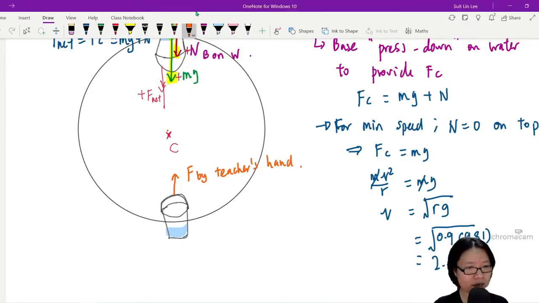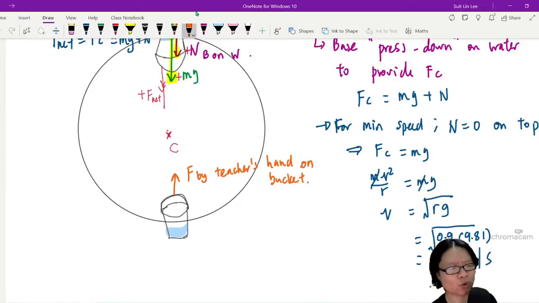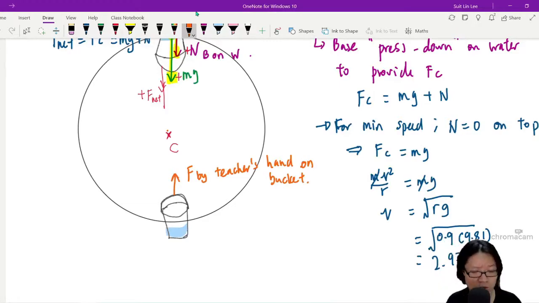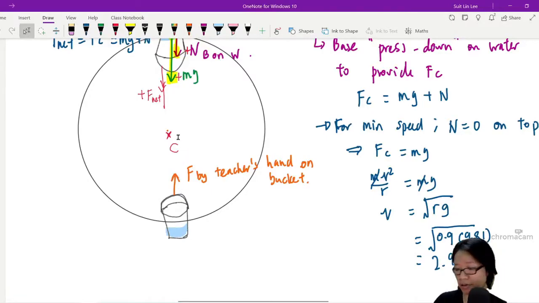Okay, so the force pulling by the teacher's hand on the bucket, specifically on the handle of the bucket, but don't have to go into technicalities. Okay, so this is also a contact force, by the way. So if the bucket is pulling on the teacher's hand, you know what? Like after this, you can go and take a shower because it's very hot in Malaysia.